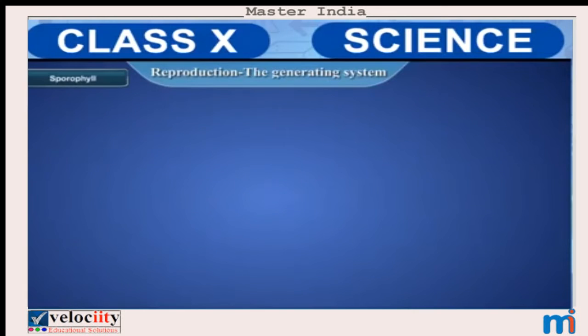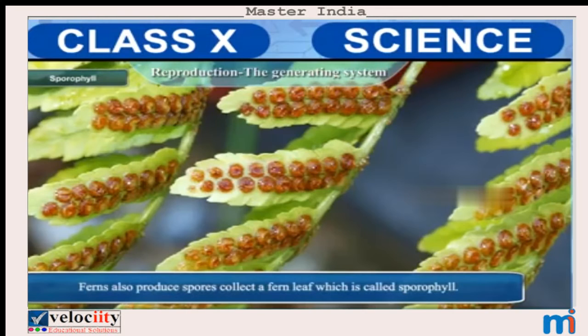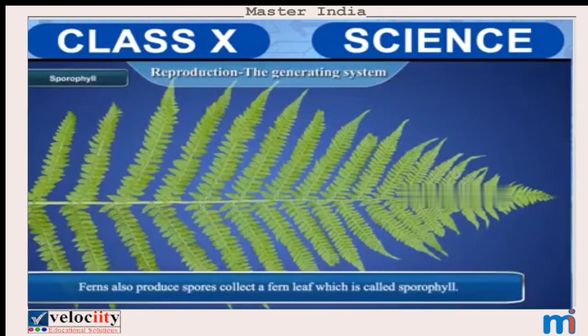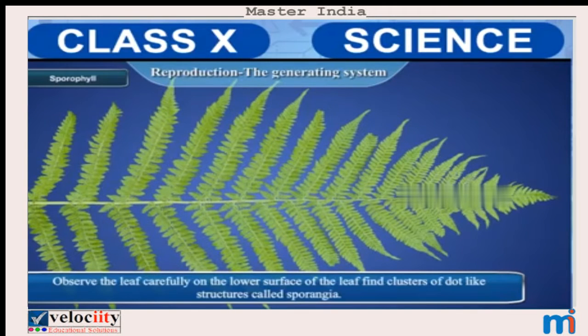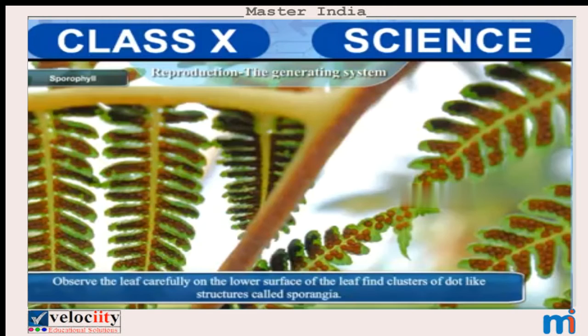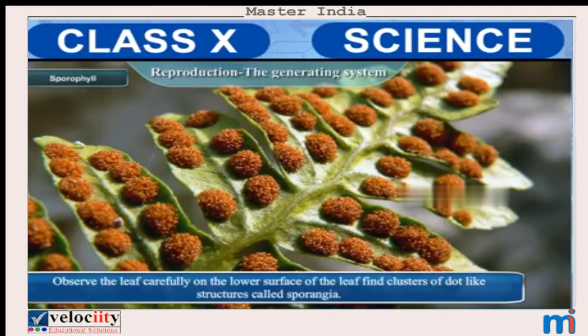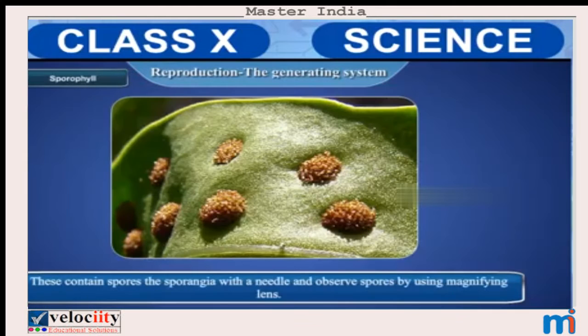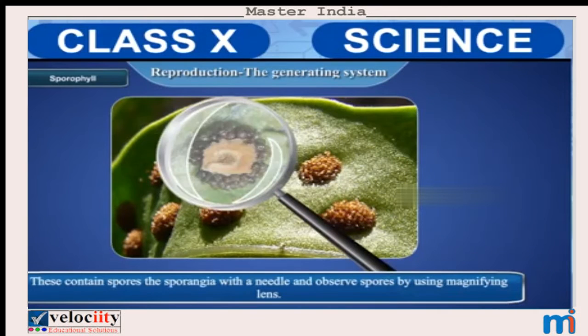Sporophyll. Ferns also produce spores. Collect a fern leaf, which is called sporophyll. Observe the leaf carefully. On the lower surface of the leaf, find clusters of dot-like structures called sporangia. These contain spores. Prick the sporangia with a needle and observe the spores using a magnifying lens.